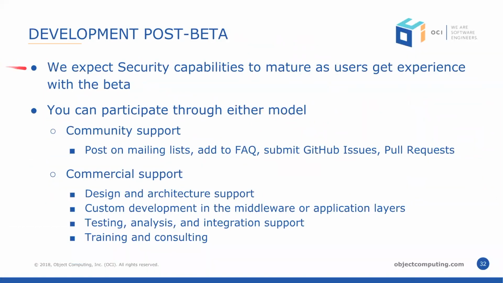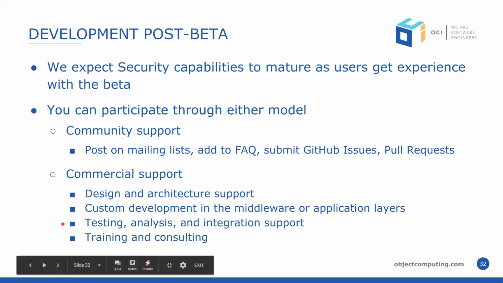So what comes next? Well, the beta is now released, and we expect security capabilities to mature as users get experience with it. And you can participate through either the community support model or the commercial support model. The community support model includes posting on the mailing lists, adding to the FAQ, submitting GitHub issues and pull requests. And through OCI commercial support, we offer design and architecture support, custom development in the middleware or in the applications, testing, analysis, and integration support, and training and consulting services.